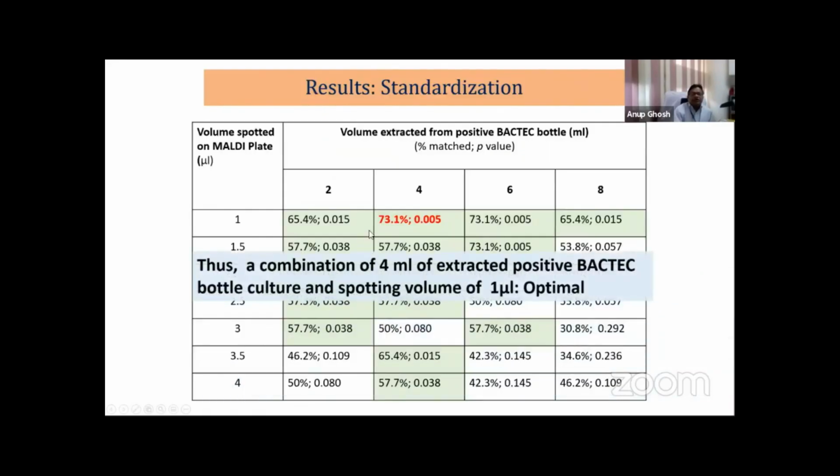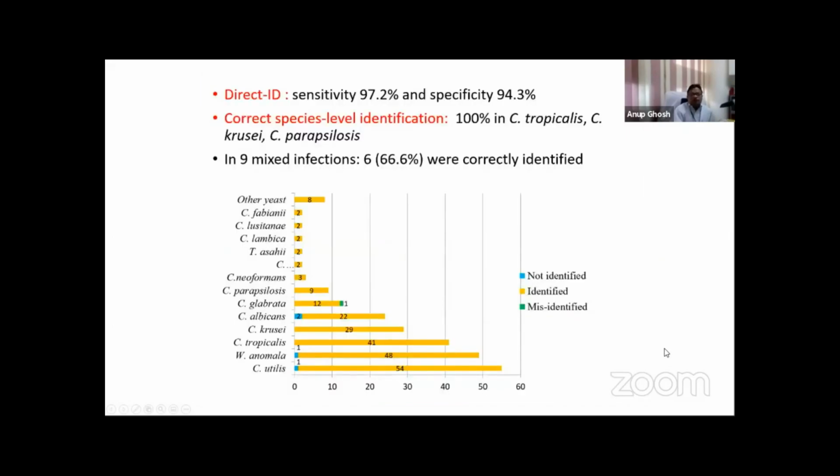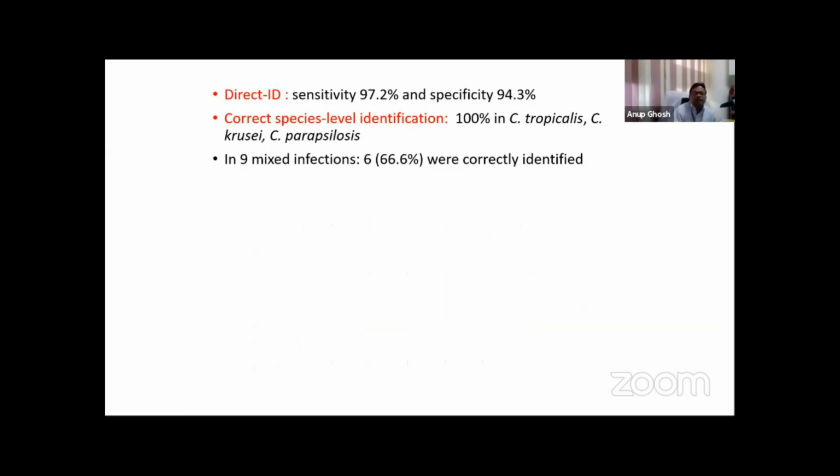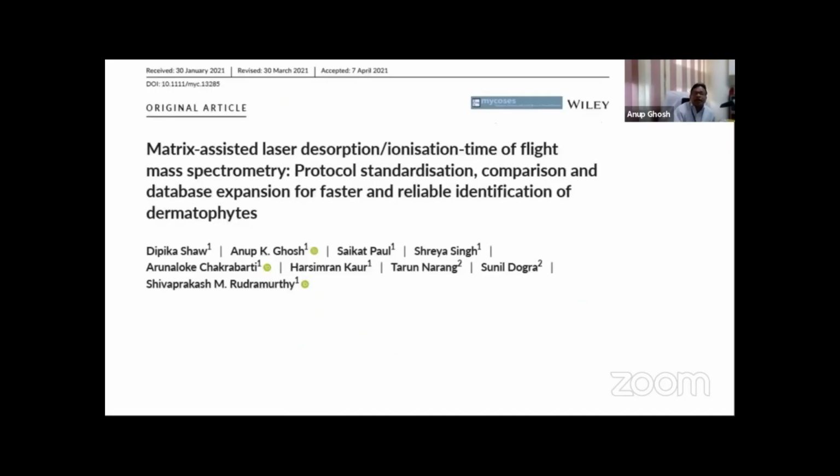When we standardized, we started with different volumes of blood, like 2, 4, 6 and 8 ml, and then we spotted different quantities of sample on the MALDI plate. Finally, we got a combination of 4 ml of extracted positive blood culture bottle and spotting 1 microliter, which is optimum for our diagnosis. Now, these are the different sensitivity and specificity values. I'm not going to go into detail, as I have already taken so much time.